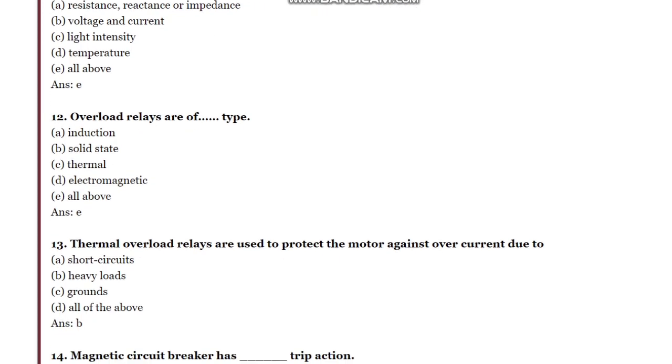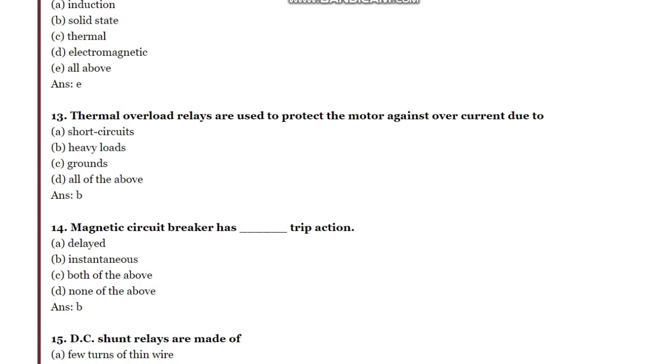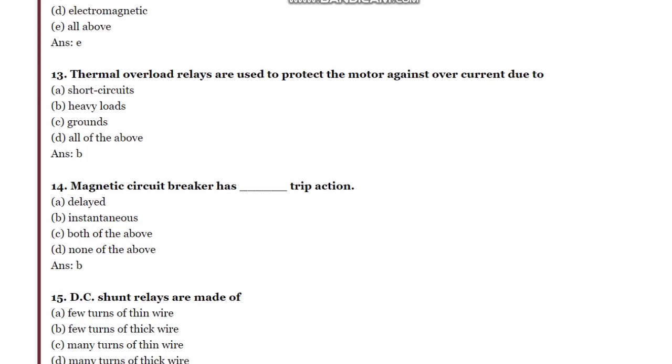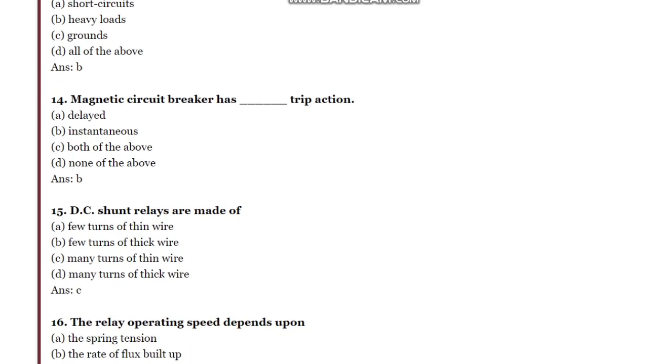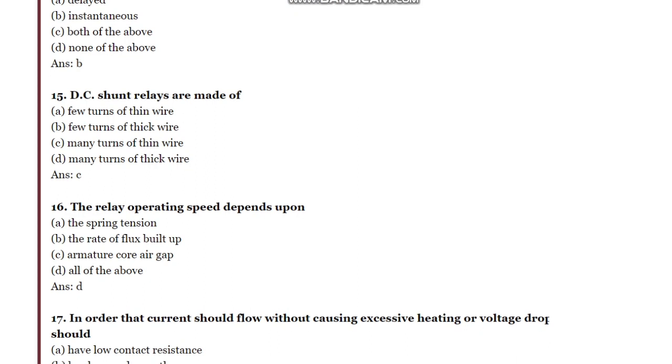Then overload relays are of how many types? E, that means all types, that is induction, solid state, thermal, electromagnetic. Then thermal overload relays are used to protect the motor against overcurrent due to what? It is due to heavy load. Magnetic circuit breakers have B, that is instantaneous trip action. DC shunt relays are made of many turns of thin wire, that is C is the answer.